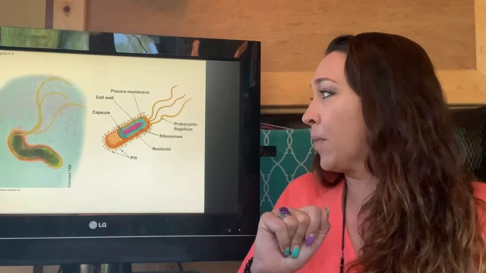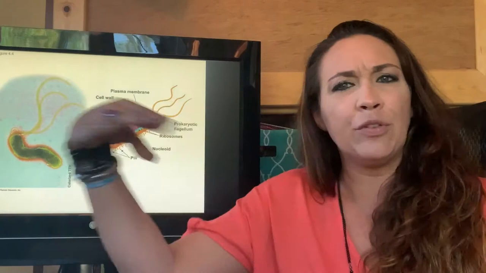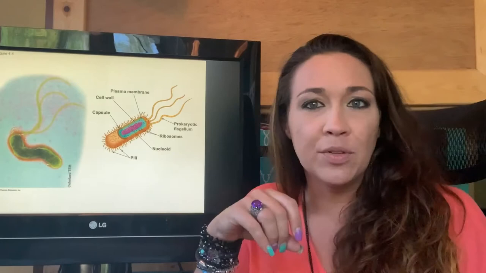What we can see right here is, yes, we do have flagella coming off the end. The flagella are basically used as a whip-like tail to propel you forward. So this is how they move around. On the outside of this, they have what's called a capsule. This is basically a little protective casing. But on the inside of that, they have a cell wall.